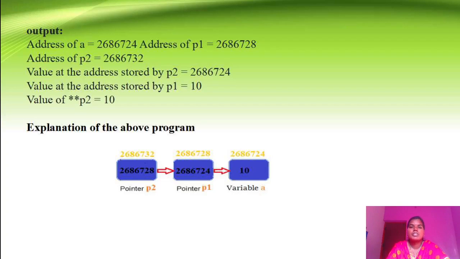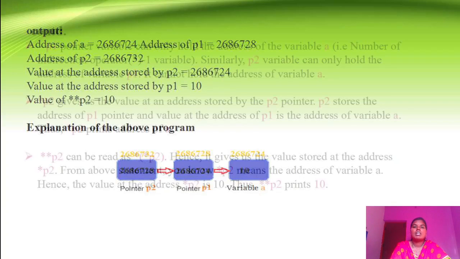Let us see the explanation of this program. The system by default allocated the address 2686728 to p2 and 2686724 to p1, and the value of variable a is 10. So the p2 address is 2686732 and its value is 2686728. The p1 address is 2686728, and the value of p1 is 2686724. The value of variable a is 10, and the address of variable a is 2686724. So like this all the values get printed.